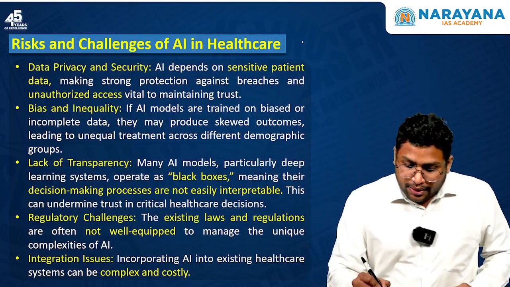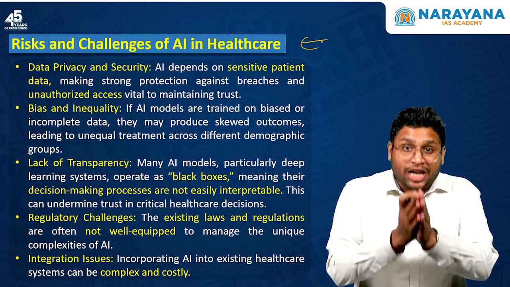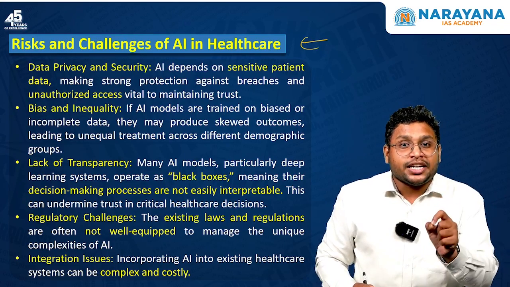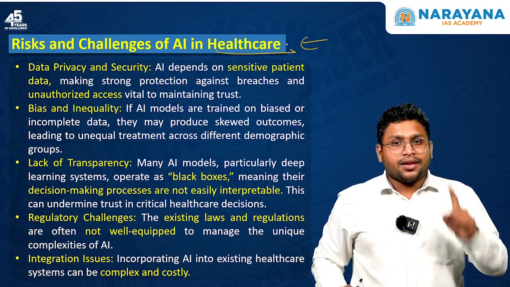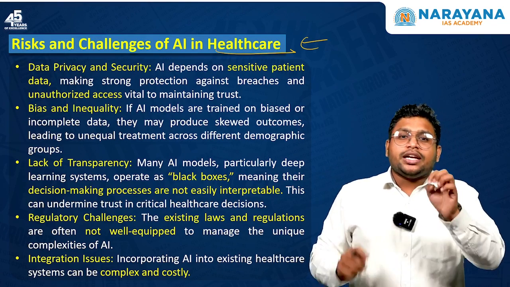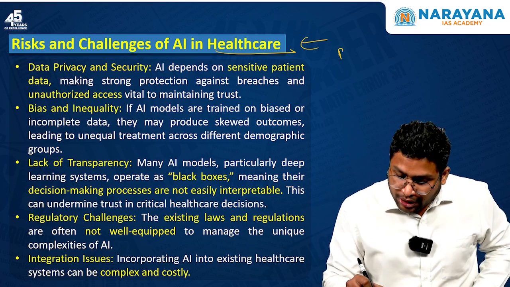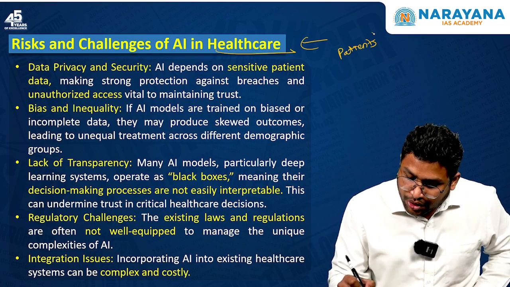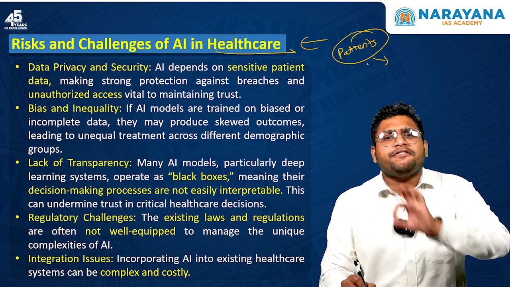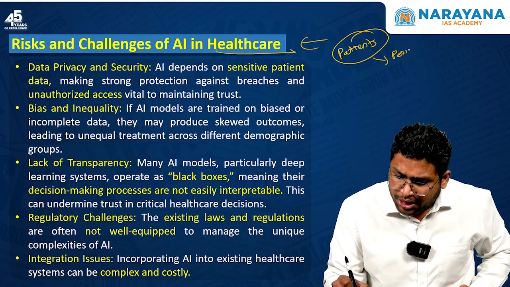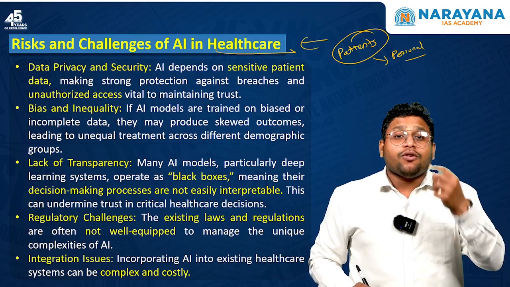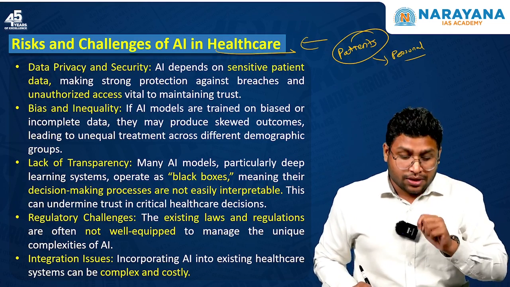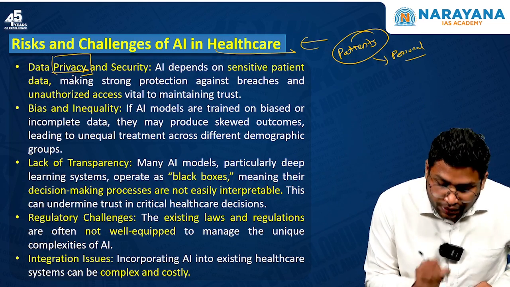Okay. Now, let's talk about the challenges and the risks associated with AI technology, specifically in the healthcare sector. First of all, you need a lot of data, especially the data of patients. That data will include every piece of information, the personal information of that person. Now, when you're taking that information, what about the rights of that person? What about the privacy rights of that person?